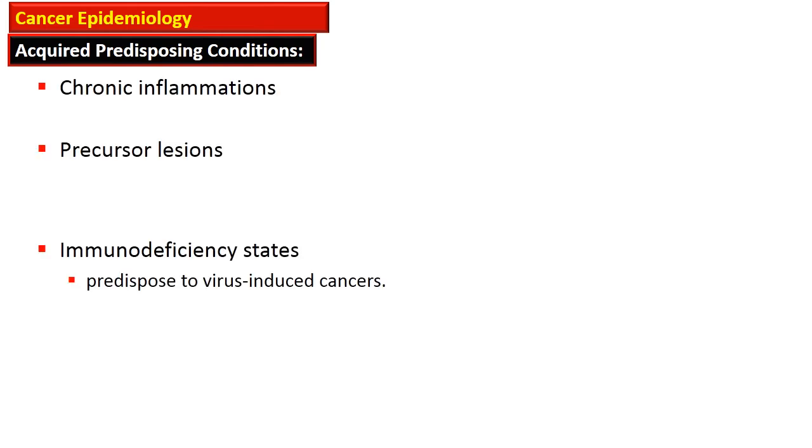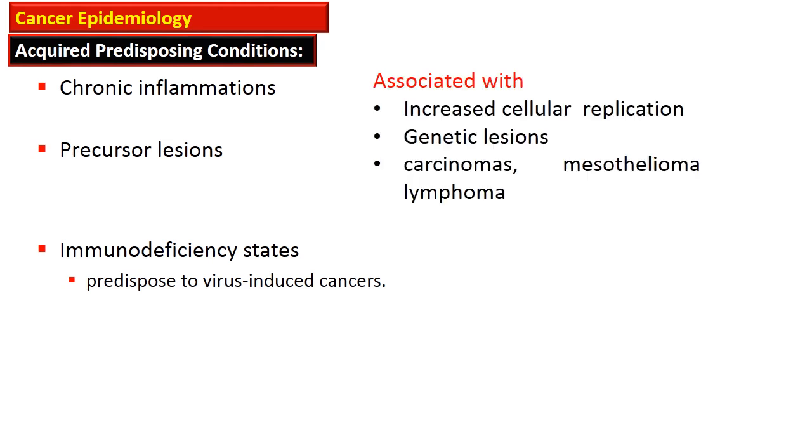These predisposing conditions can be divided into three groups: chronic inflammation, precursor lesions or immunodeficiency states. The chronic inflammations and the precursor lesions are associated with increased cellular replication, and due to the increased cellular replication, there are chances of more genetic mutation. As a result, there is development of cancer. The commonly encountered lesions are carcinomas, mesotheliomas and lymphomas. The immune deficiency state is also associated with development of cancer because it predisposes the individual to virus-induced cancers.